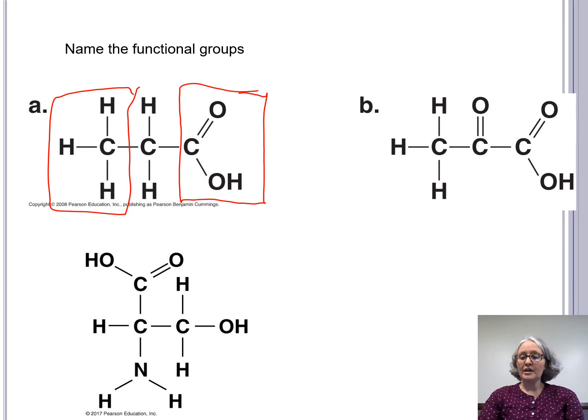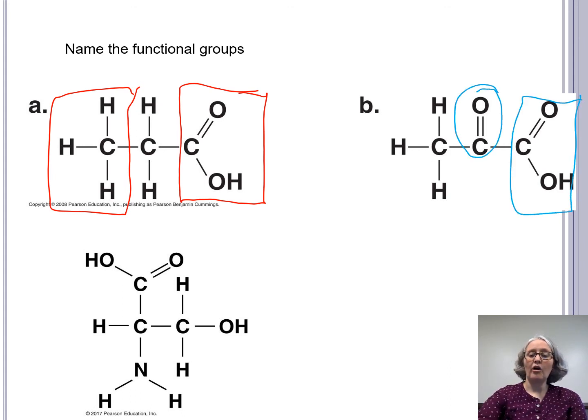Letter B, take a moment to look at that. Letter B is, again, you see that carboxyl group. You also see that carbonyl group. Note that that carbonyl group's in the center, so this would be an example of something like a ketone. And if you wanted to, you could also say that that was a methyl group.